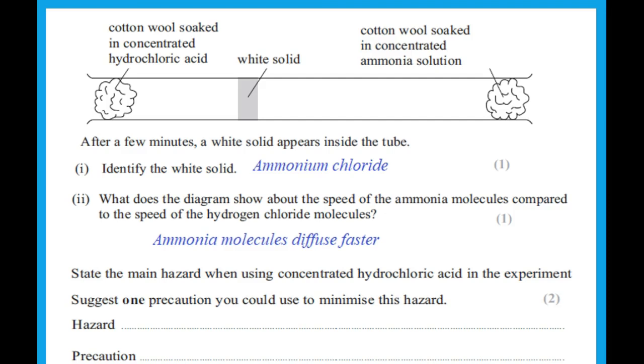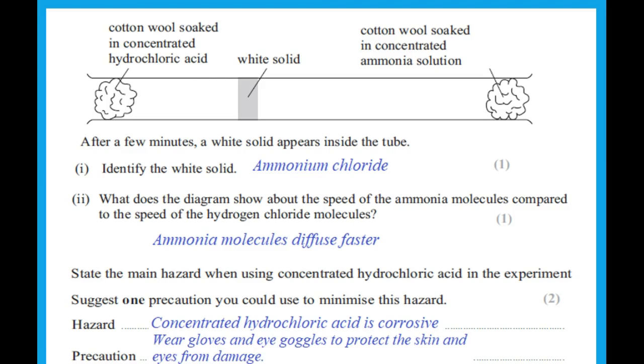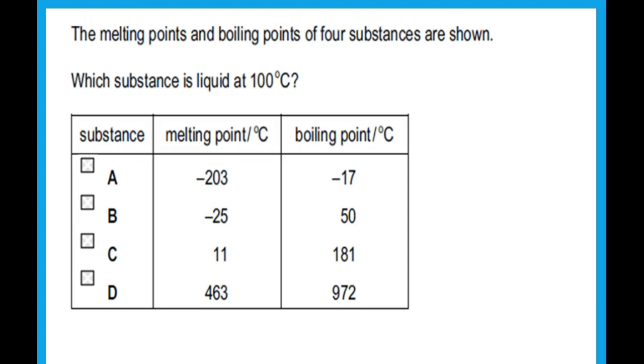Now, the next part says, state the main hazard when using concentrated hydrochloric acid in the experiment. Remember that hazard, what does hazard mean? Hazard means a danger, something dangerous about the experiment. So, remember that if we're using concentrated acid in general, concentrated acid is corrosive. Corrosive means it's harmful to the skin. And that means that my precaution should be, I should wear gloves, eye goggles to protect the skin and the eyes from damage. Are we okay?